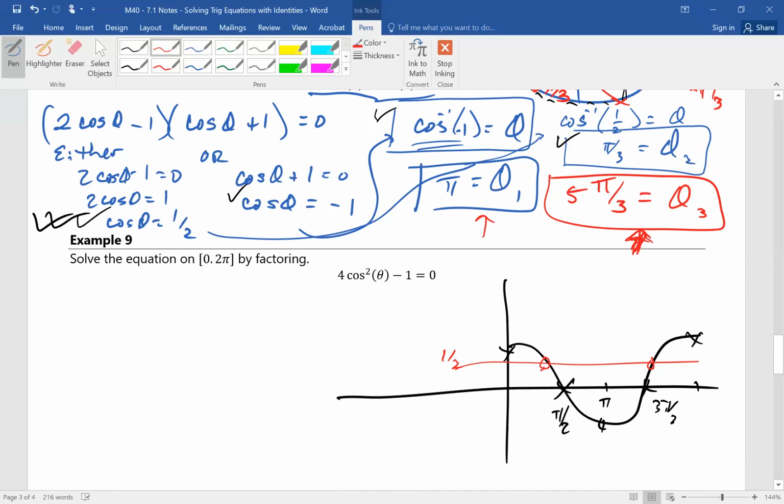My picture's terrible, but the distance out this way, and you're going to see videos on this later, is pi over 3, which is why we had that answer here. But the other one is also symmetrical. If it's pi over 3 out this way, then it's pi over 3 back this way. So another way to find this answer would have been 2 pi minus pi over 3, because the distance down this way is the same as this way.